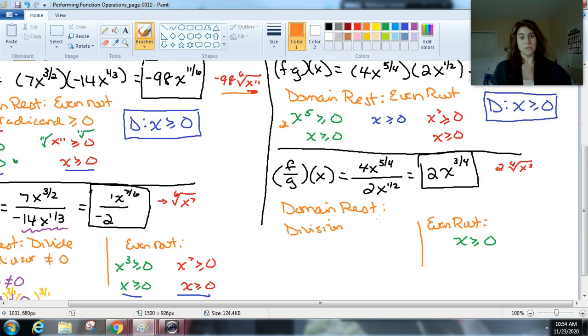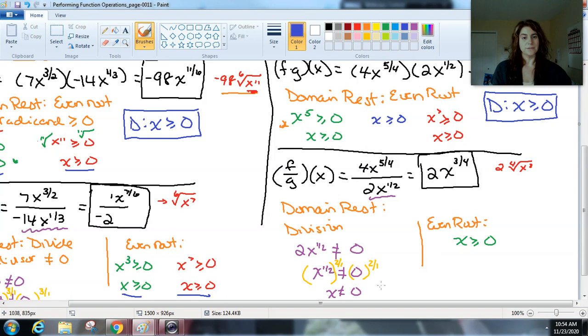Okay, our division one, though, we're going to take our divisor, what we divided by, so this one here, 2x to the 1/2. I'm going to set it to not equal 0, solve it, divide by 2. I'm going to raise this to the 2/1 power, because again, if I raise anything to the reciprocal power, it'll undo itself. But 0 to any power is simply 0. So x cannot equal 0.